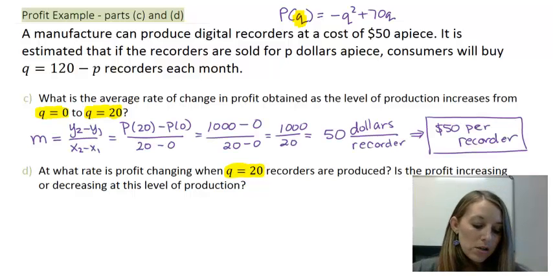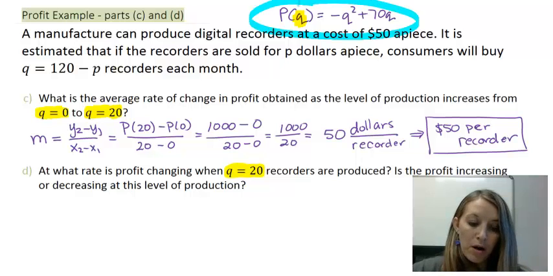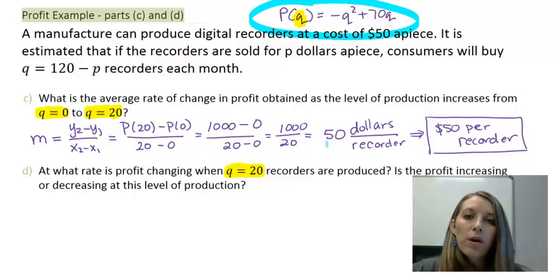Okay, here's the answer to part C, where we wanted the average rate of change. You use the slope formula. To compute your two y values, you plug your two x values into your equation, our profit equation that we found in part B, and that gives us our values here. Simplify them, and that gives us 50. Remember, when you want to label rate, you have something per something. In this problem, we have dollars per recorder. So our final answer is $50 per recorder.